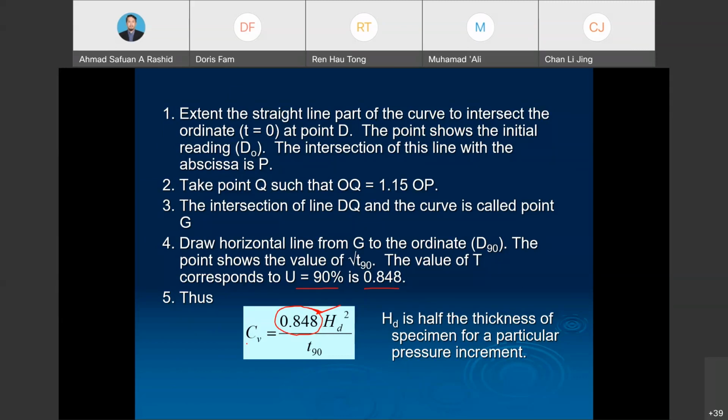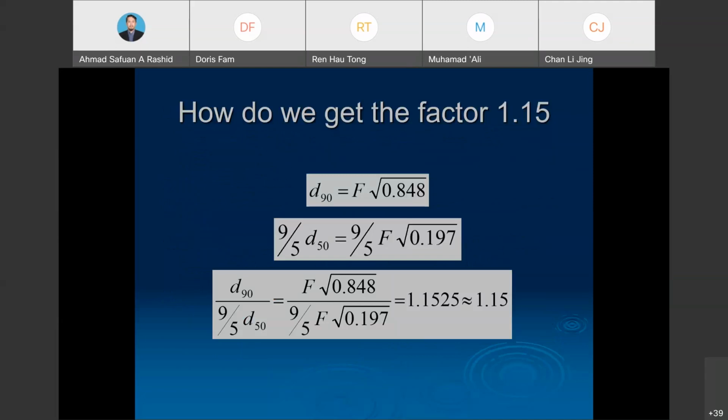Okay. So later I will explain how we appreciate the CV value in the design. Okay. So how do we get the factor 1.15? Okay, so this is how they derive it. Why we should multiply with 1.15, or we multiply the D with 0.15. Okay. So this is how the derivation begins.